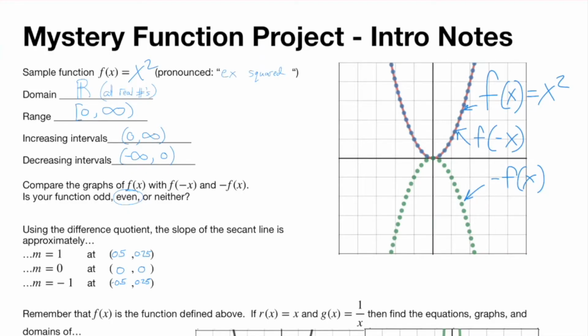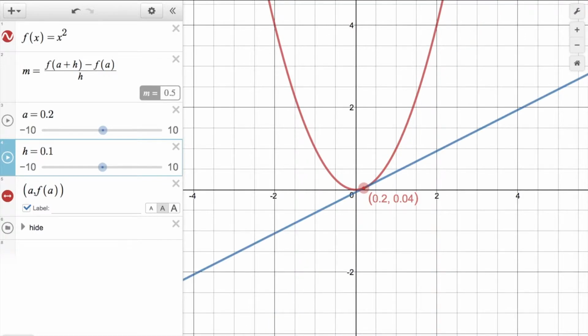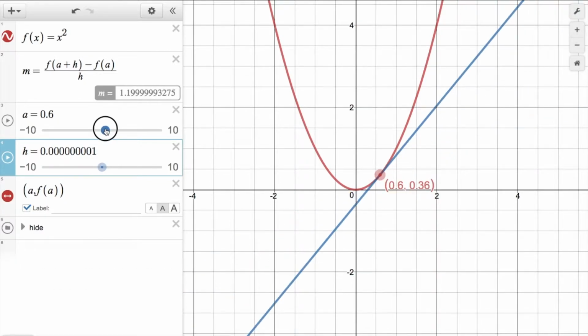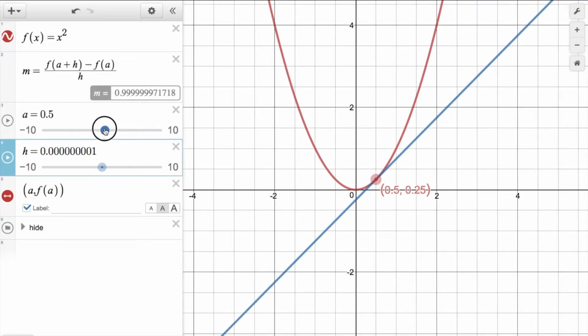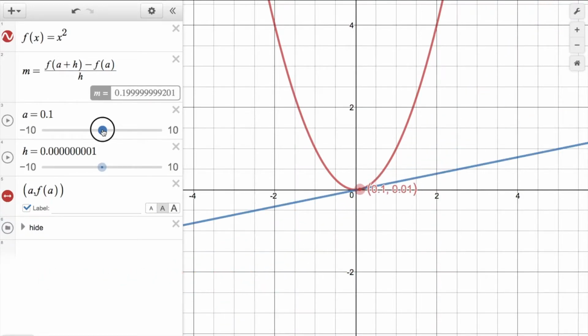Then using the difference quotient, even though we didn't know what f of x equals x squared was, we could still type it into Desmos, and we could still figure out approximately what the slope of the secant line is. And if we had a target slope, let's say we had to find a point that had a slope of 1, we could adjust the a and h values. Of course, you want the h values to be really small, but you move the a value until eventually you find a point where the slope of the secant line is approximately equal to 1.